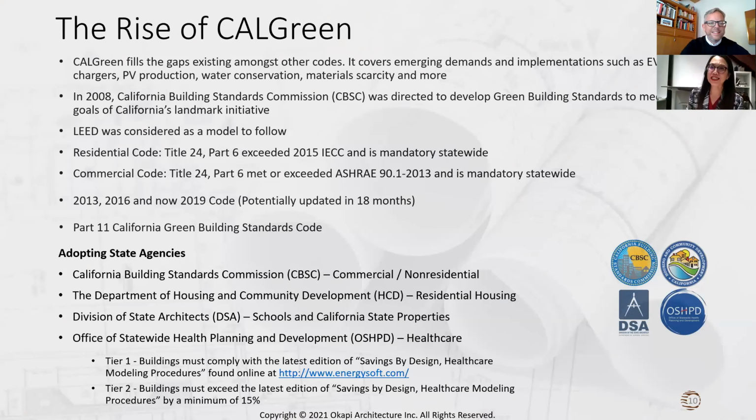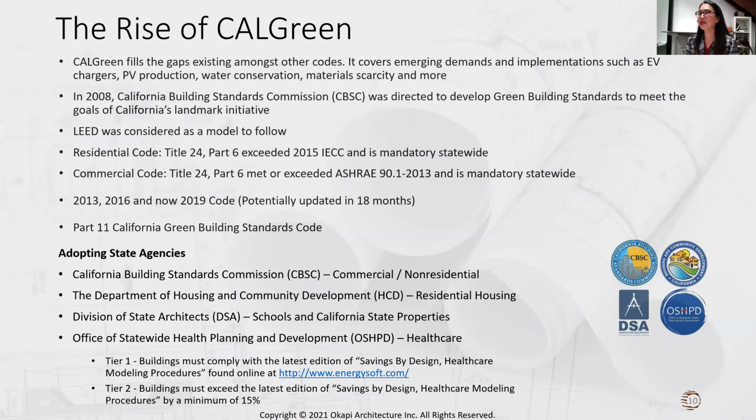Yeah, so with that bigger picture and the need for the future, that's how CALGreen developed. When CALGreen was developed, in the beginning, LEED was considered as a model to follow. And then California said, well, let's develop our own. So you will see the organization of CALGreen is really similar to the LEED organization, but it's a lot simpler. So far we have 2013, 2016, and 2019.